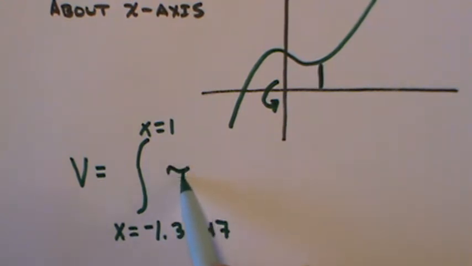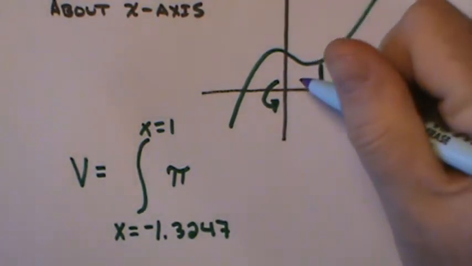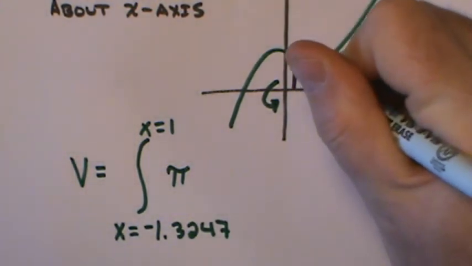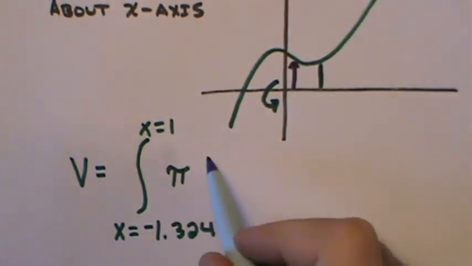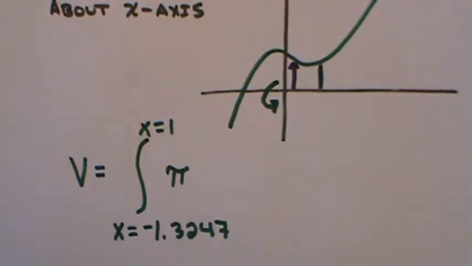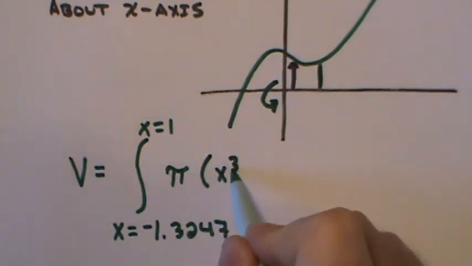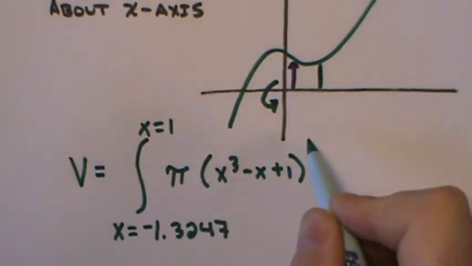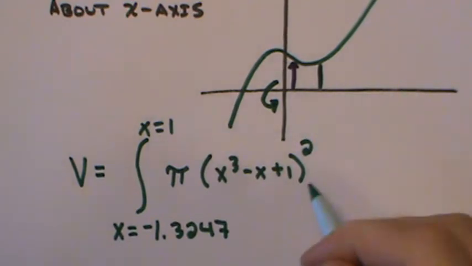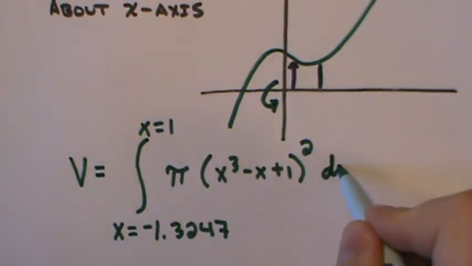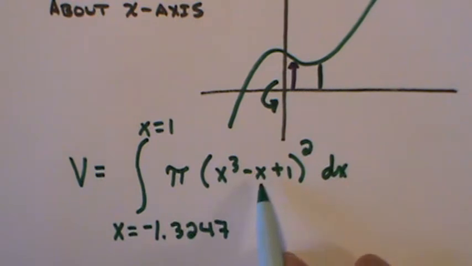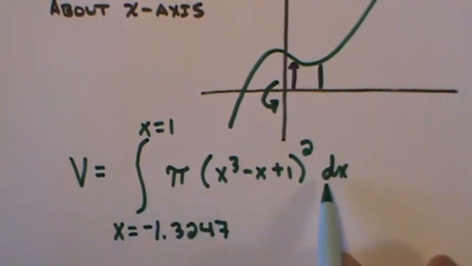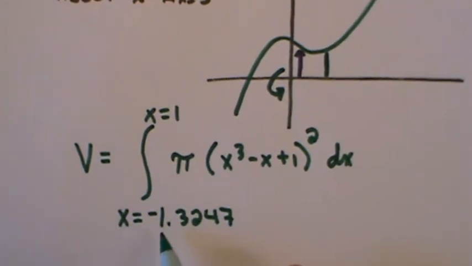Formula will be pi. My radius has to be from my axis of revolution up. So one dimension would be this. It's just the function. So it would be that entire function, x cubed minus x plus 1 squared, and then I throw a dx on the end. That's my pi r squared h. That's a disk. Infinite sum of disks that start at -1.3247 and at 1.